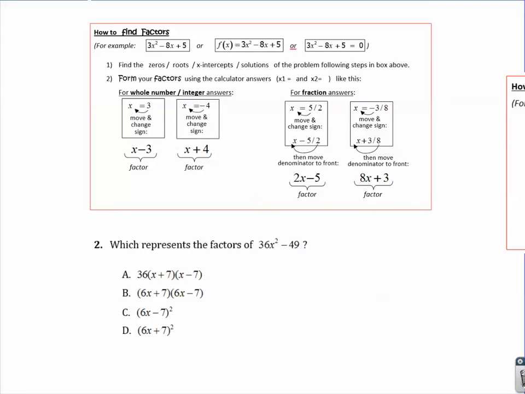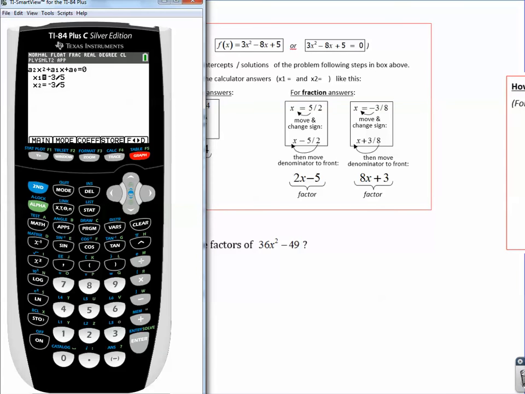Let's take a look at our second one, which represents the factors of 36x squared minus 49. If I go back to my calculator, I can hit coefficients and we can enter our information. I know that my a sub 2 is my 36 because that's what the x squared has, but I do not have a sub 1 because I don't have an x term. So a sub 1 has to be 0. And then a sub 0, my constant, is negative 49.